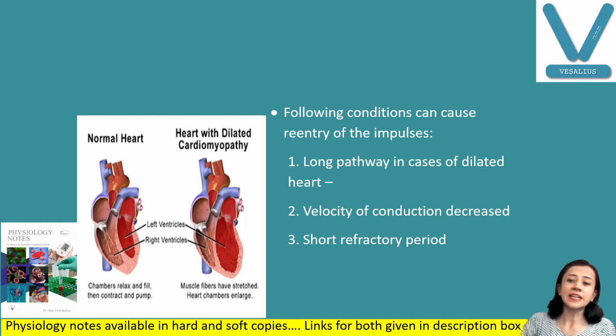Now there are certain conditions in which re-entry of the impulse takes place. Number one is if the pathway is long, like if your heart is dilated. Suppose your impulse is moving from SA node here in a normal heart, SA node to AV node, then bundle branches like this.